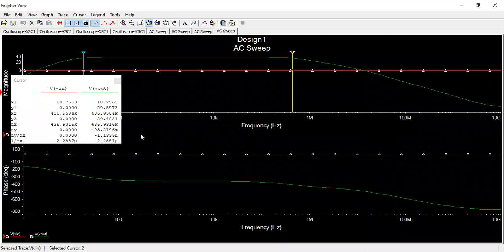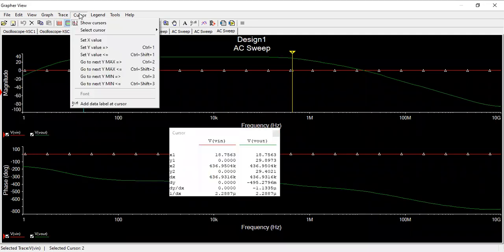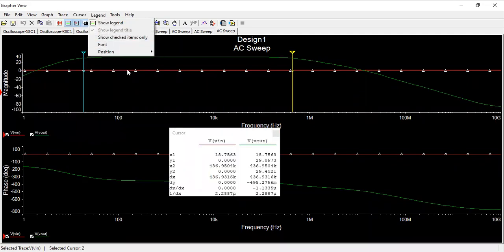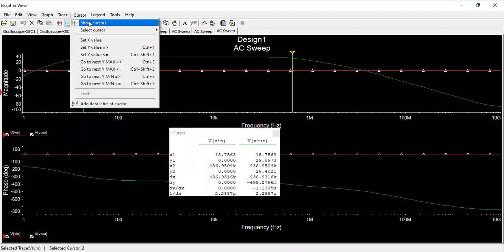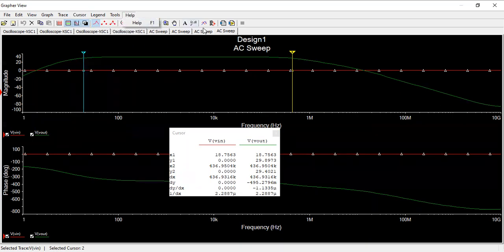So first thing you have to go. I'll do one thing. First, here go to cursor, show cursors. You will get 2 cursors. Are you able to follow? First go to cursors, show cursors. You will get 2 cursors. So first take any one cursor. See what is the maximum gain. This is the maximum gain I am getting. What is the maximum value?